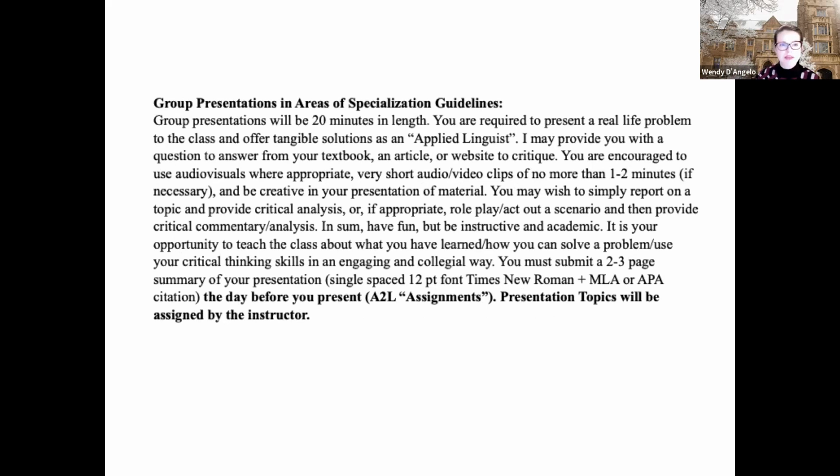Let's move ahead. Group presentations and areas of specialization guidelines. Group presentations will be 20 minutes in length. You're required to present a real life problem to the class and offer tangible solutions as an applied linguist.